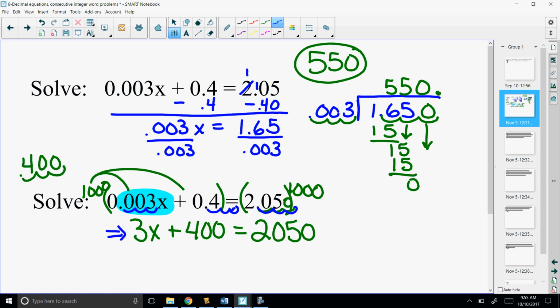But you need to have justification of why can I just move the decimal point in every single thing? It's because you're multiplying both sides of the equation by 1,000, which is legal in algebra. Whatever you do to one side, you do to the other side.